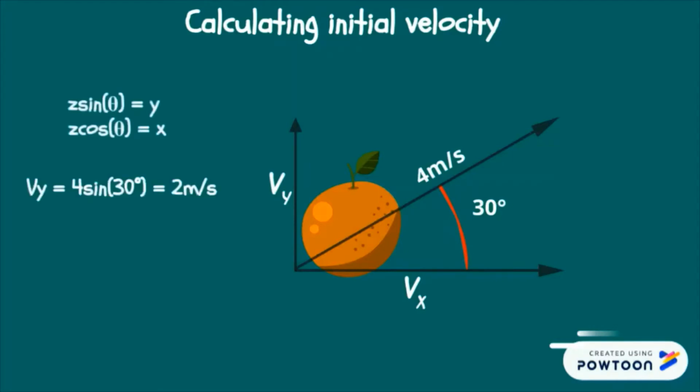To find Vy, all we need to do is multiply 4 by sine 30 degrees. And there we have it. Vy equals 2 meters per second. And that means the vertical velocity of this moving orange is 2 meters per second.